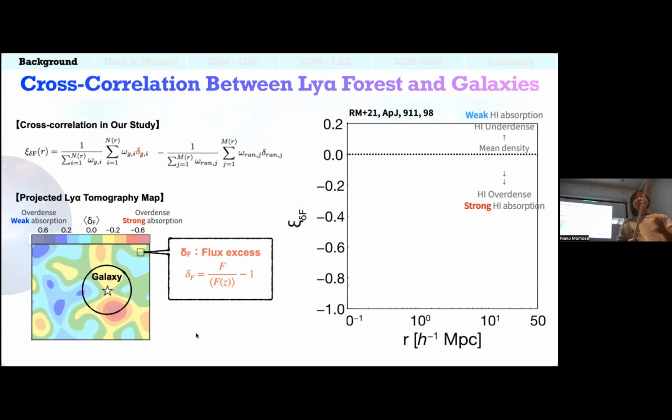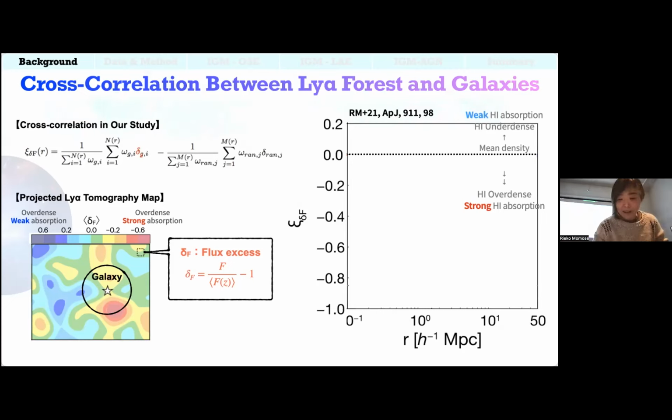So then we apply this cross-correlation analysis to simulated galaxies and simulated Lyman-alpha tomography data in a case where their spatial distributions are well matched, as we saw in the former slide. Due to this flux excess definition, the cross-correlation signal always has a negative value when galaxies are in a neutral hydrogen overdense region with strong Lyman-alpha absorption. In contrast, the signal gets positive if galaxies are in an underdense environment with weak Lyman-alpha absorption.